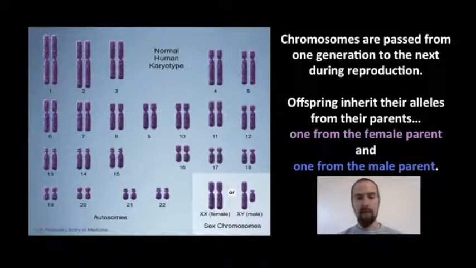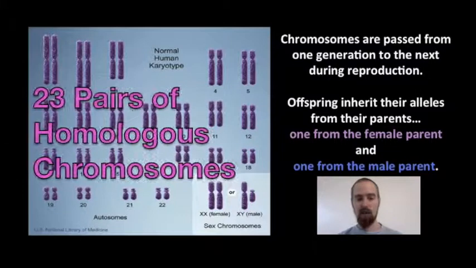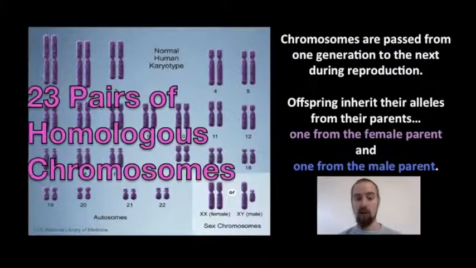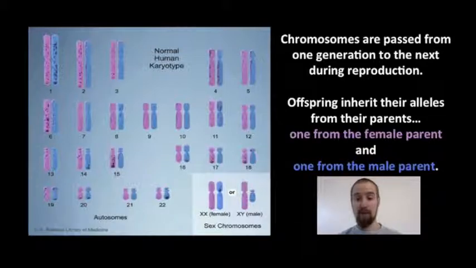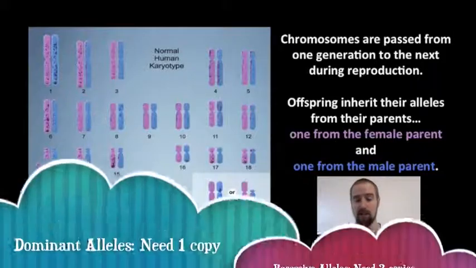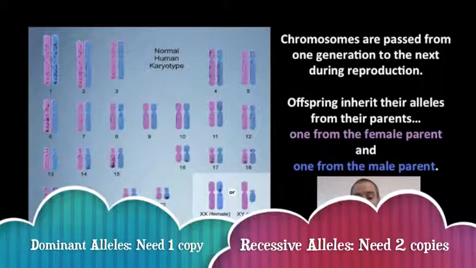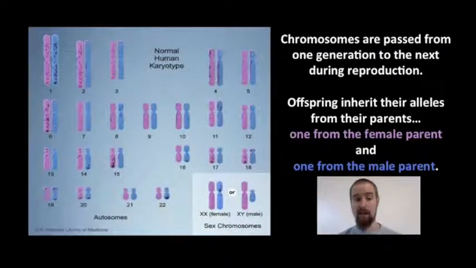It's important to remember that this whole inheritance business is based on the fact that we have sets of chromosomes, and one chromosome in each set is inherited from our female parent, while the other is inherited from our male parent. That means that we have two copies of every gene, and may or may not have the same alleles for that gene. These alleles interact in different ways. Sometimes you need only one copy of an allele to display that phenotype or trait, and sometimes we need two copies of the same allele in order to display that phenotype.